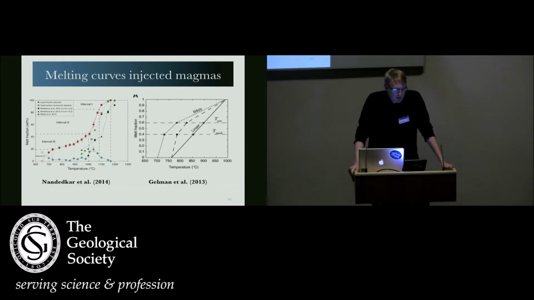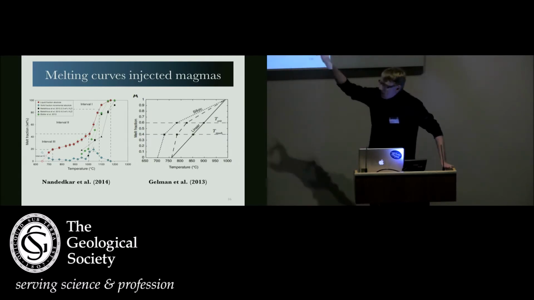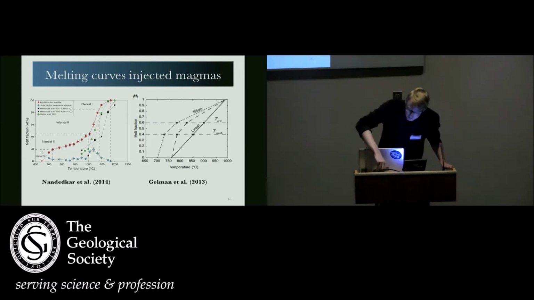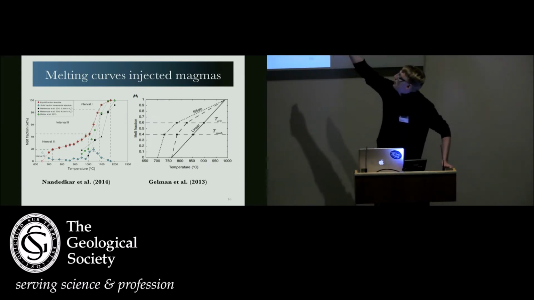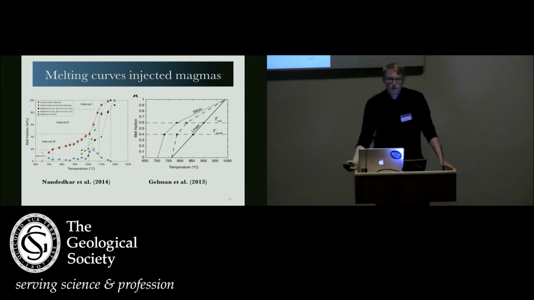Then for our magmas, on the left-hand side, we have our basalt. That's from a relatively recent paper of Nandetkar et al. And on the right-hand side, we have our more evolved magma that's injected in the upper crust, for which we actually use this middle curve. I should use the laser. So we use this middle curve here, which is the crystallization curve for andesite, dacite type magmas.